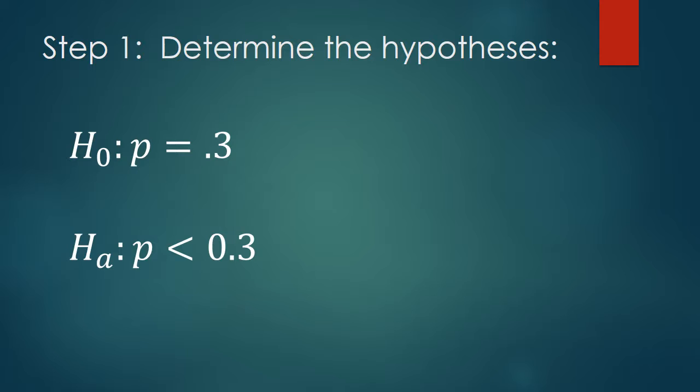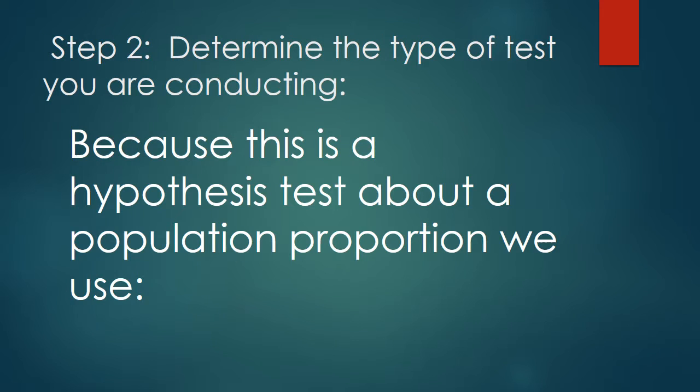And here we go. Our null hypothesis is that the true proportion of teenage girls who smoke to stay thin is 30% or 0.3. And we want to test the claim that the true proportion is less than that 30%. P is less than 0.3.